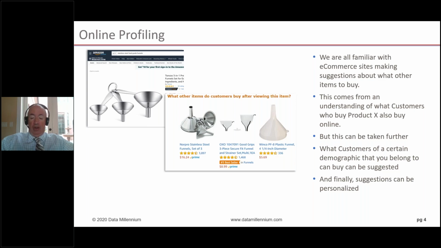And you can take this further. If we could infer what kind of demographic you are, maybe if your customer profile is available on the e-commerce site because you've signed into it, then we can go a step further and think about what kind of products people in your demographic are buying, and the suggestions become increasingly personalized.